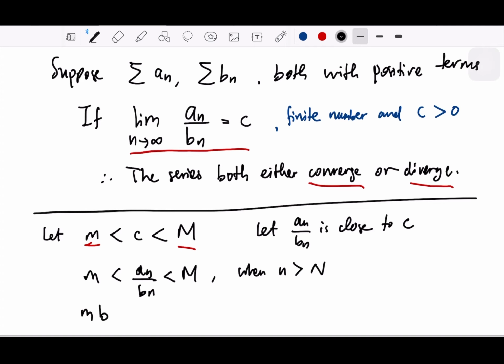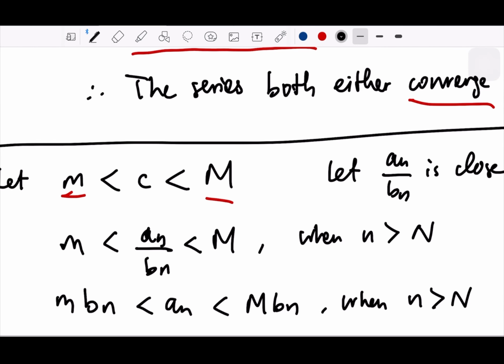Also we can write it down, if we cross multiply. From here we know that because An is in between these Bn terms, if one of those diverges, then An also diverges, and if one of those converges, An also converges. I hope you get the idea behind this.